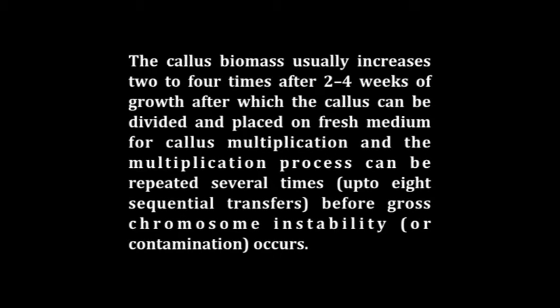The callus biomass usually increases 2 to 4 times after 2 to 4 weeks of growth, after which the callus can be divided and placed on fresh medium for callus multiplication. And the multiplication process can be repeated several times, up to 8 sequential transfers, before gross chromosome instability or contamination occurs.